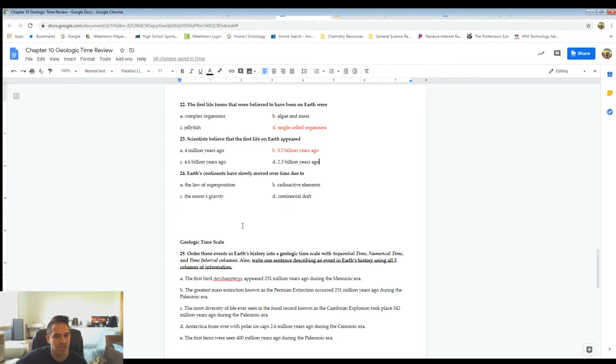And number 24, Earth's continents have slowly moved over time due to, this is continental drift. So remember that our crust, which is the surface of the Earth, is broken up into different pieces. And underneath that is the mantle. The mantle is constantly moving, and so the pieces on top also shift with it. This is known as continental drift.